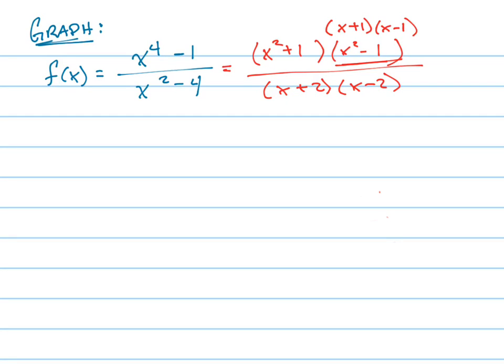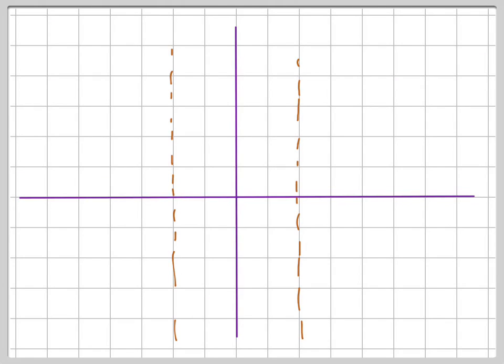All right, so now that we see that, we know that on our graph there's going to be a vertical asymptote at -2 and at +2. So that will look like that. That's -2 and that's +2, vertical asymptotes.